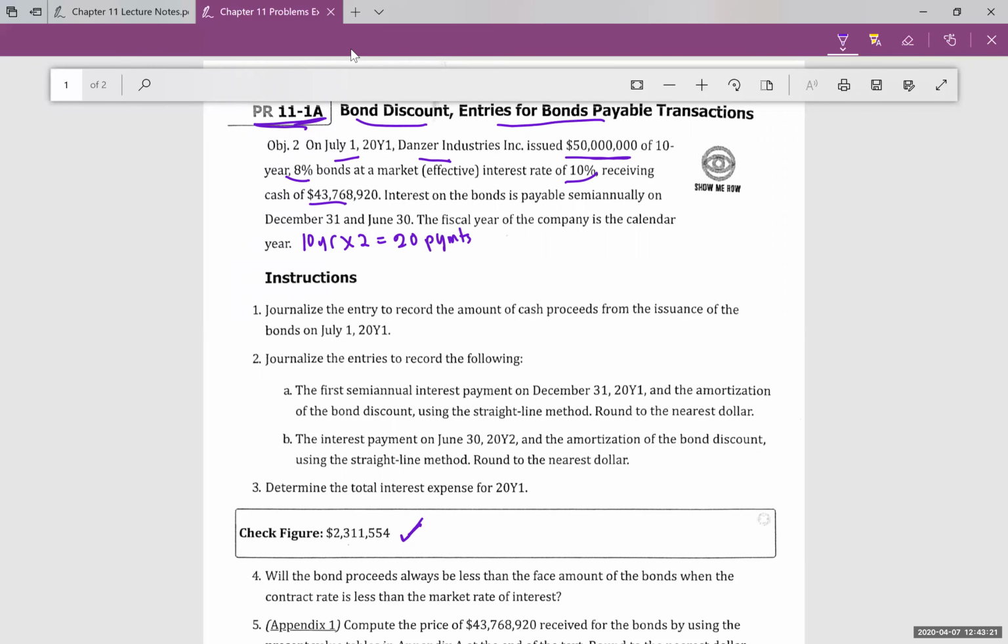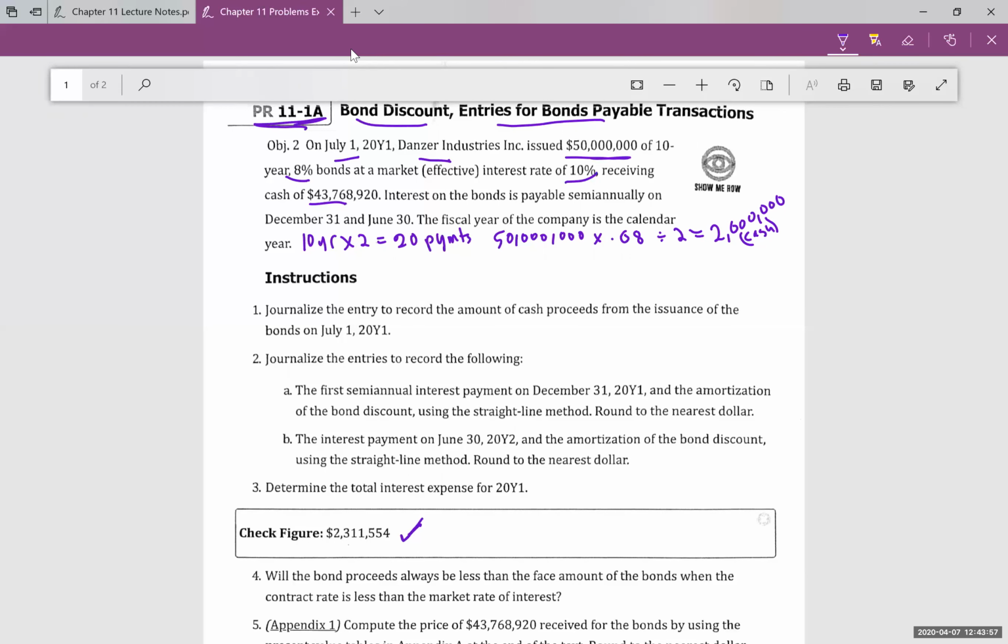And how much are those interest payments going to be? Well, right off the bat we should know that 50 million times the contract rate, 8% divided by 2, the interest on these is going to be 2 million. We'll use that eventually. And remember, when we do the interest, that's going to be the cash portion.